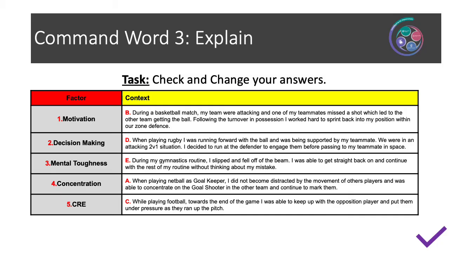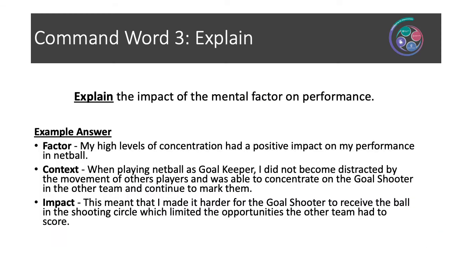But because it's towards the end of the game, that links in to CRE. When you're using that FCI answer structure and explaining the impact of a factor on performance, you've got to show that you understand exactly what the factor is that you're talking about. So how do you put that into the context of an answer? Well, if the question was to explain the impact of the mental factor on performance, because it's an explain question about the impact of a factor, we use the FCI structure.